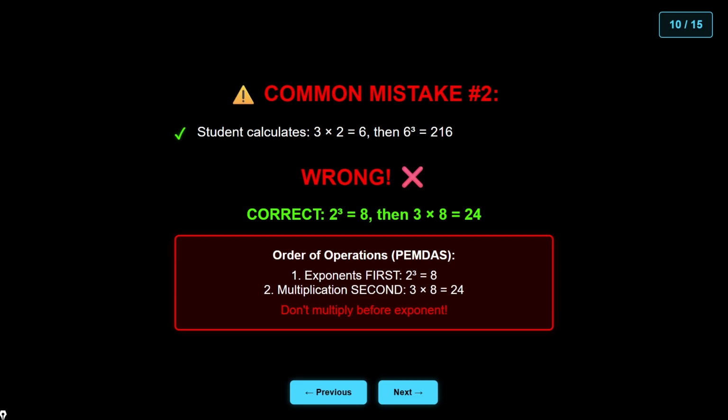Here's the correct order. Exponents first. 2 cubed equals 8. 3 times 8 equals 24. Exponents first and then multiplication. Do not multiply before the exponent.